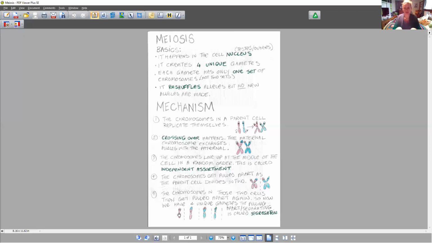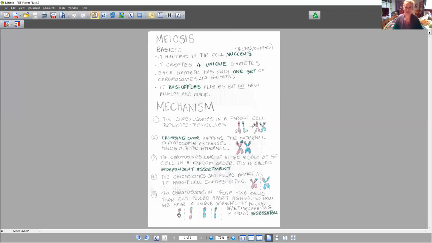Chromosomes, first of all, have to replicate themselves. And then the homologous pairs can exchange information between the maternal and paternal chromosome. Then they line up in a random order, so that's independent assortment. Then membranes grow in between them, they get pulled apart, and membranes grow in between them again, and the alleles are separated from each other, and that is segregation.